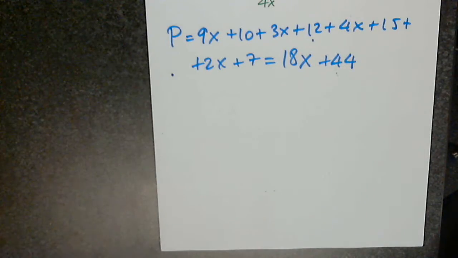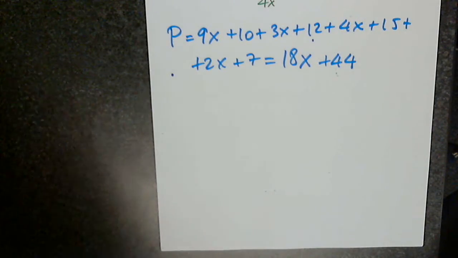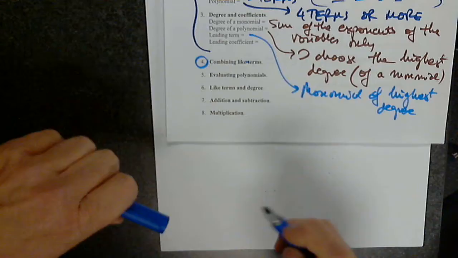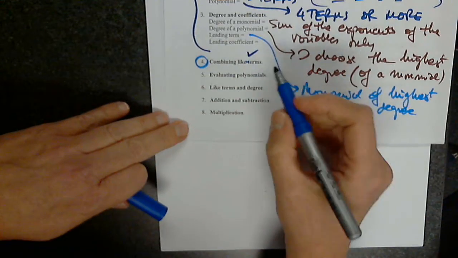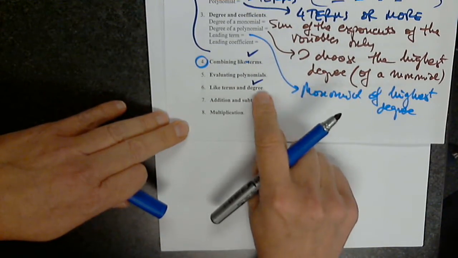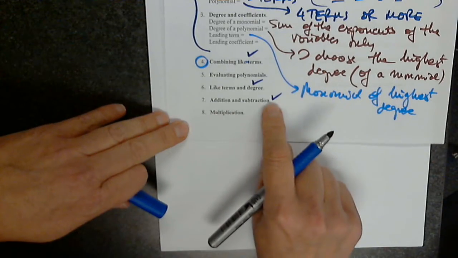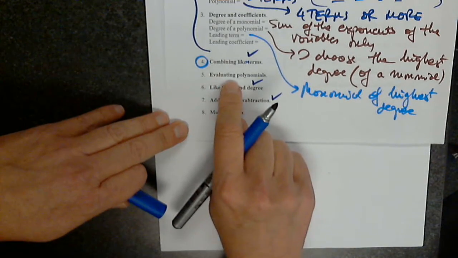Is that okay? Okay, so here's what we have so far. We know how to combine like terms. We know what like terms and degree are. And we know how to add and subtract. Now I would like to talk about evaluating polynomials.